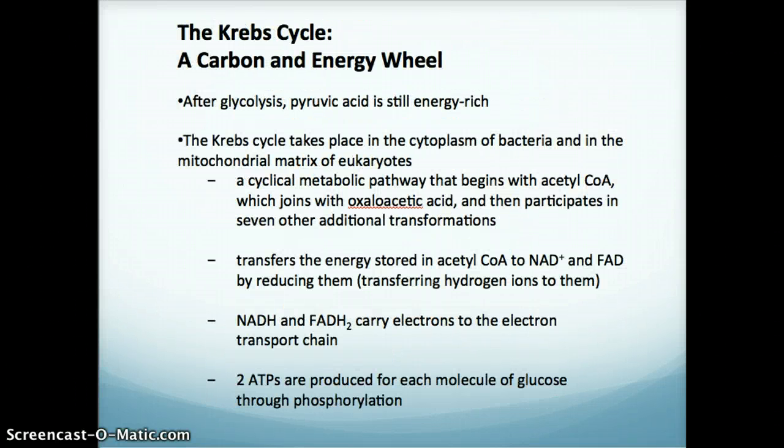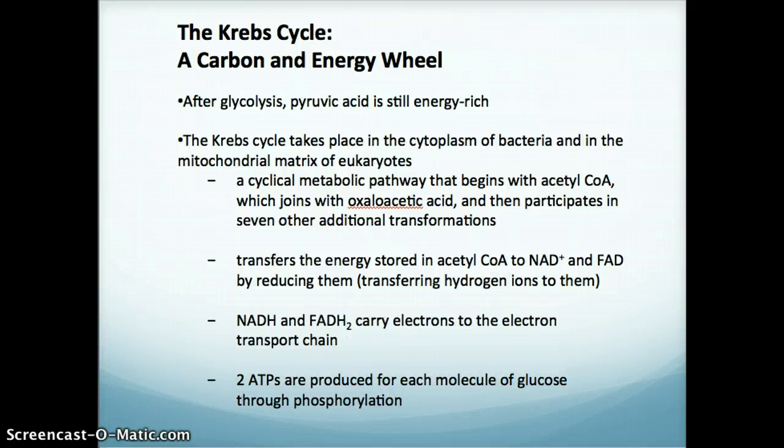So let's talk about the Krebs cycle. After we've gone through glycolysis and we've broken glucose down to pyruvic acid, it still has a lot of energy in it. It has bonds that can be broken and can provide energy. So the Krebs cycle takes place in the cytoplasm of bacteria, and then in the mitochondrial matrix of eukaryotes. So remember, bacteria don't have mitochondria, so this will actually take place in their cytoplasm.